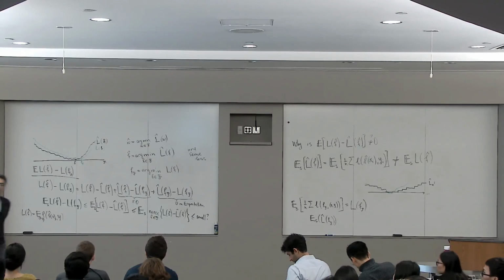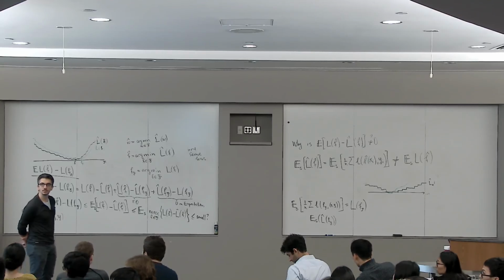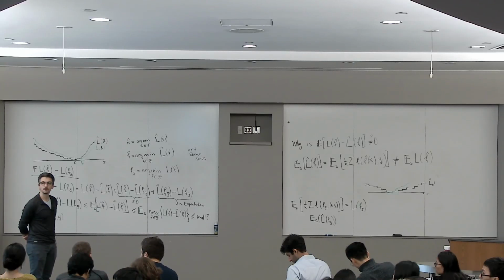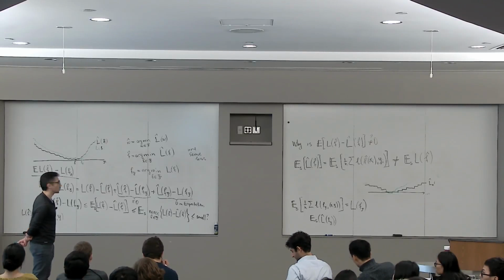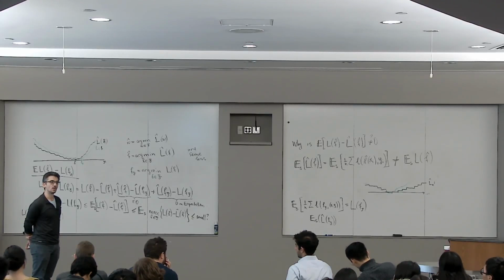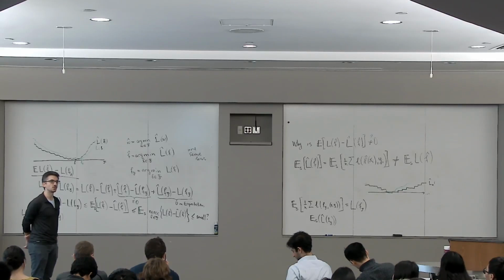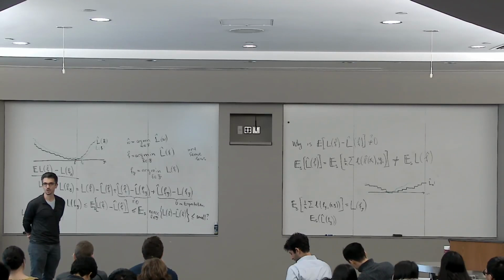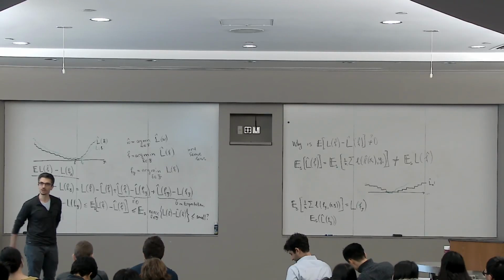Yes? Does it matter if there's not a unique minimizer? In this situation, no, for the purposes of this, it doesn't matter. There are some other situations where you can get extra juice from the fact that it's unique, but not of this type.